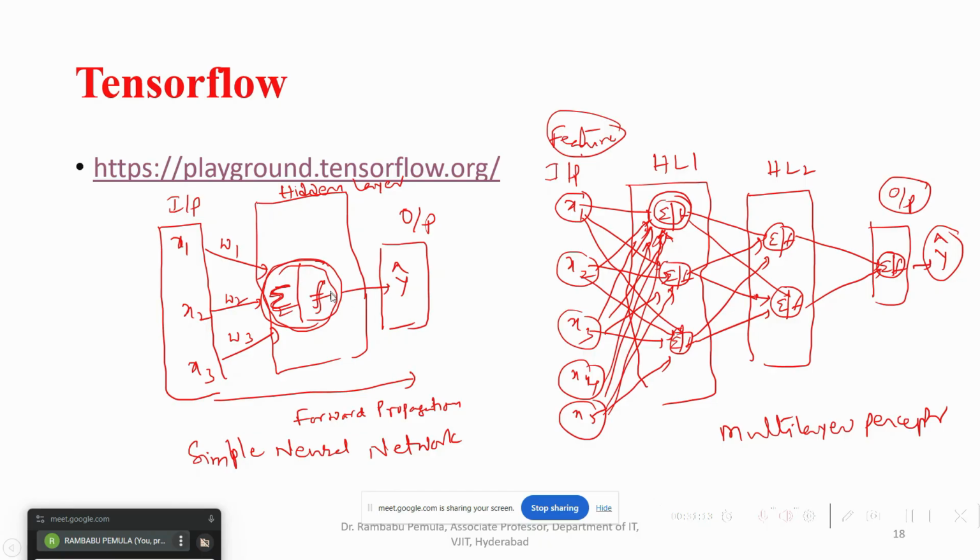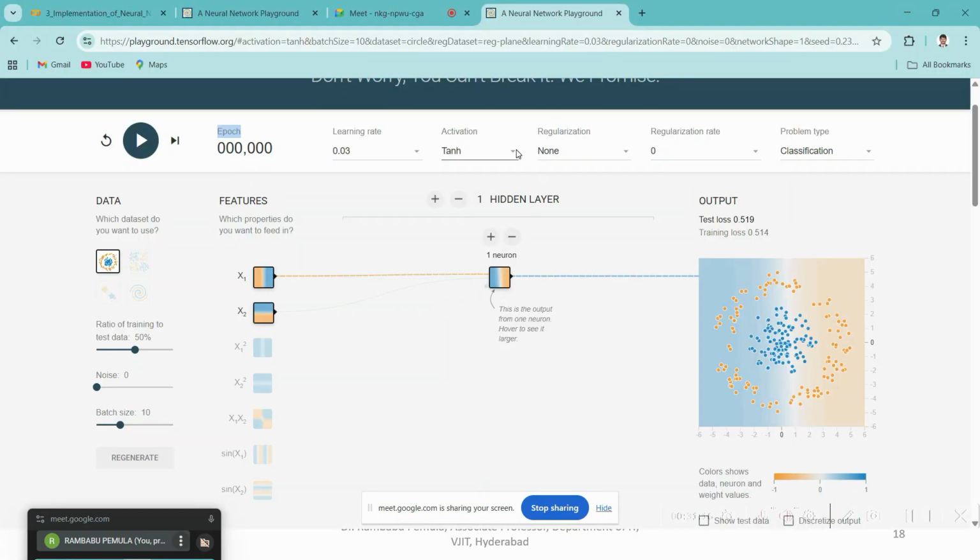We have the activation function. The activation functions are ReLU, Tanh, Sigmoid, and linear. All of these are different types of activation functions. Then the problem is whether it is a classification problem or a regression problem. Our aim is a classification problem. We are using the Tanh activation function, and then we are applying the learning rate, which is how much time or step is required.